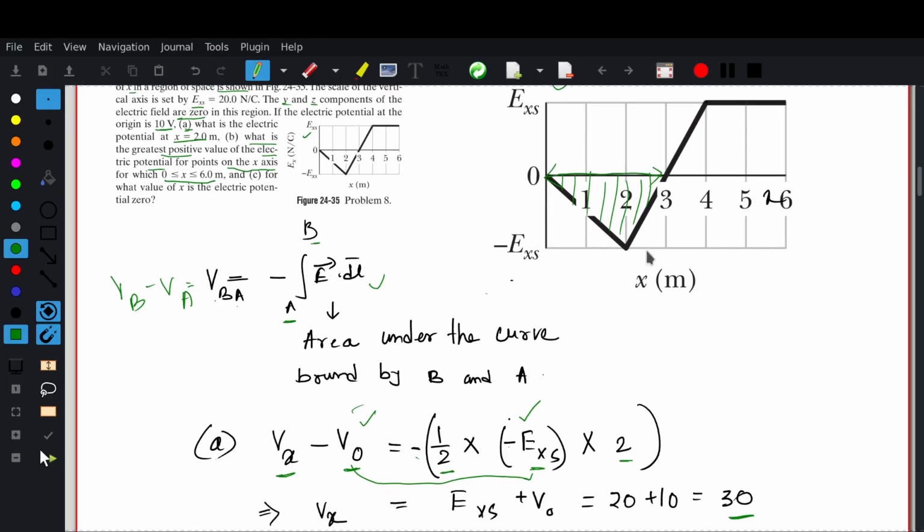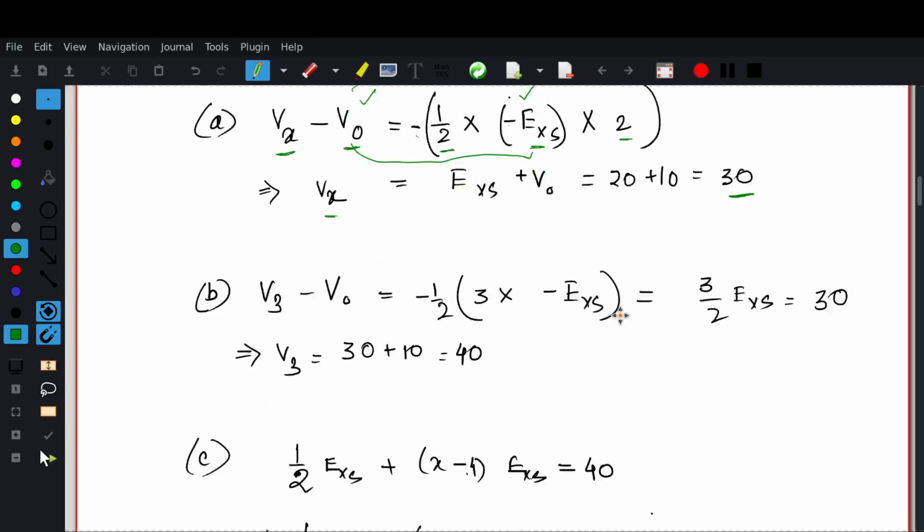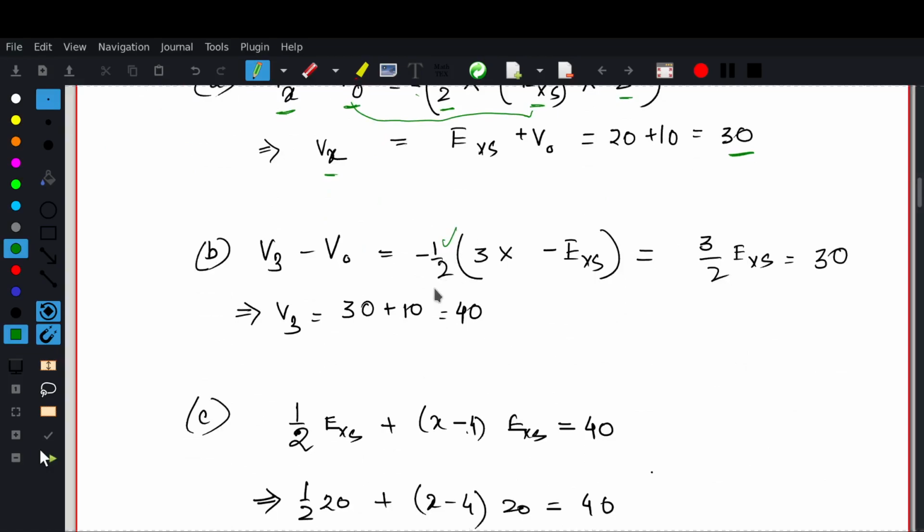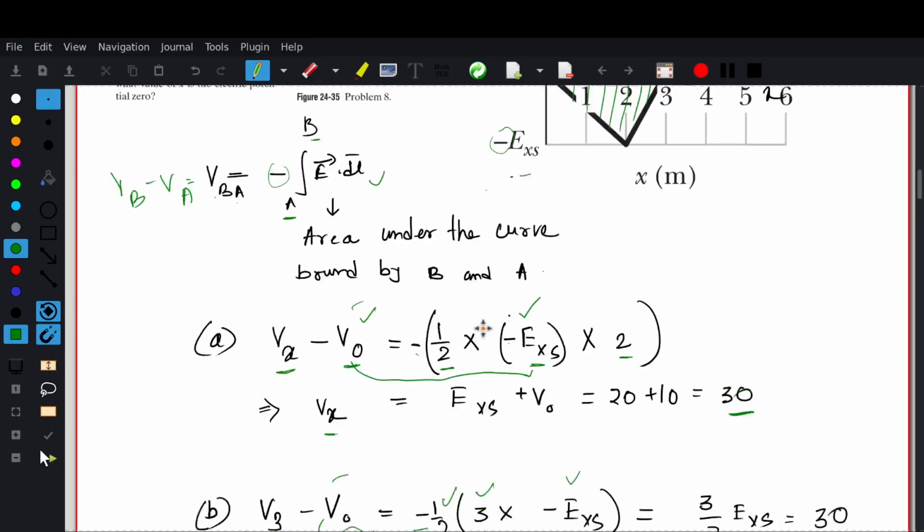So here again, this is a triangle. The base is 3, so the height is just Exs, right? And this minus will be cancelled by this minus. So the height is Exs and the base, and you just multiply it with the half. This is what I have done here. So half, there is one additional minus, half times this base times the height, which was minus Exs. So this minus minus cancel, right? And again we take this V naught and bring it to the RHS, and we have this potential. Okay, simple enough, right?